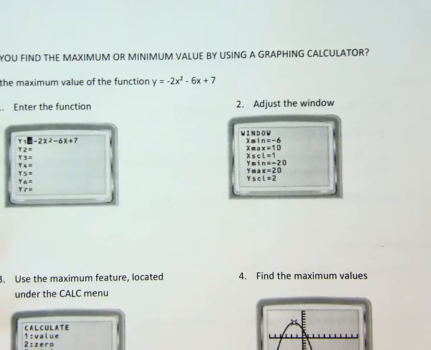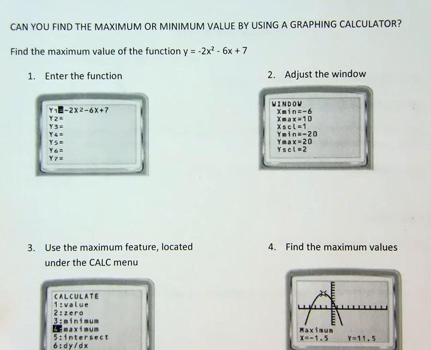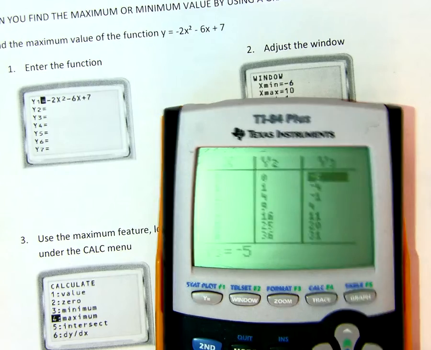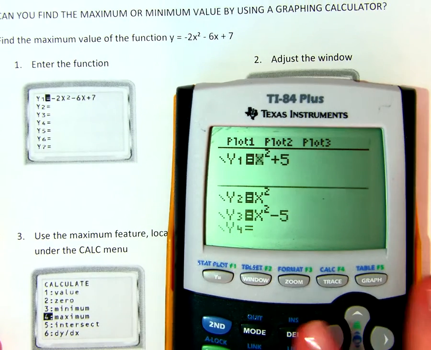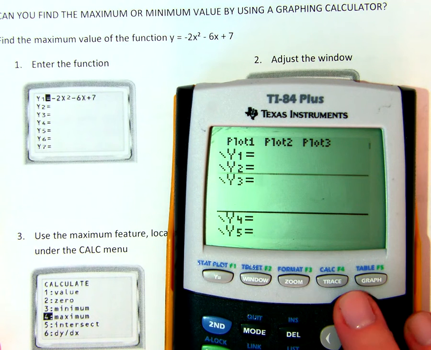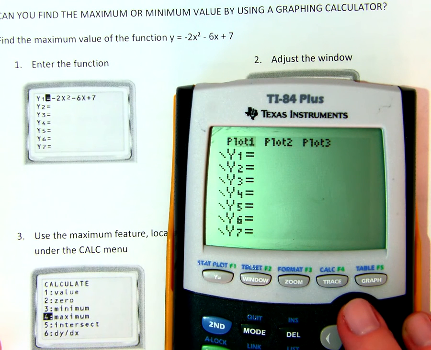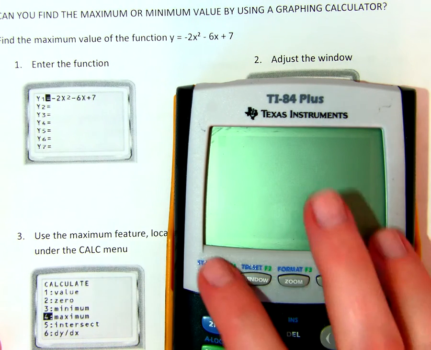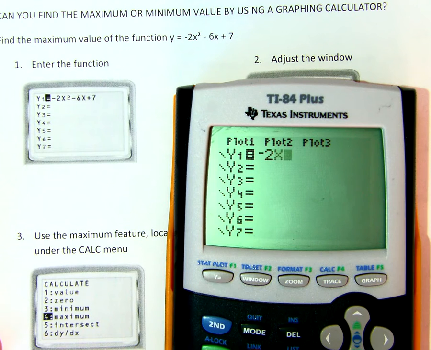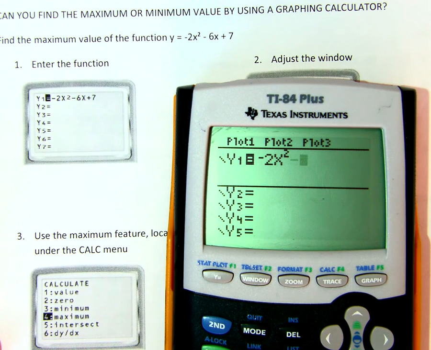All right, and we're going to learn how to find the maximum and the minimum using our calculator. So let's enter this equation in. Y equals, so I need to clear a few things out. All right, so my equation is negative 2x squared minus 6x plus 7.